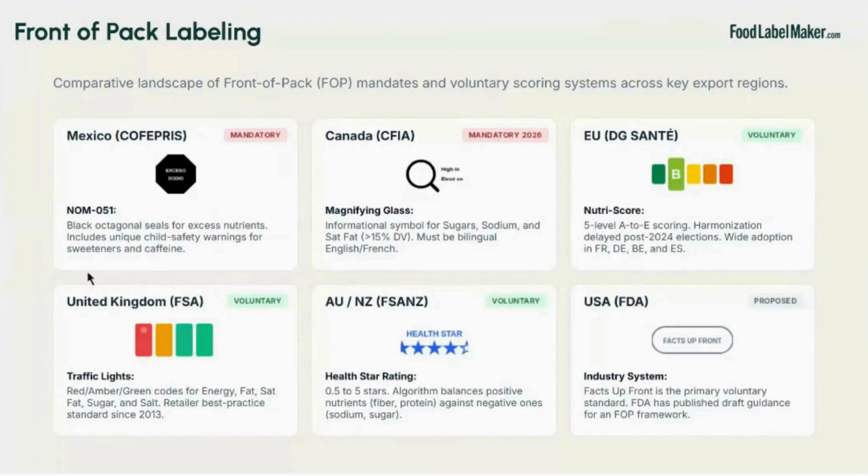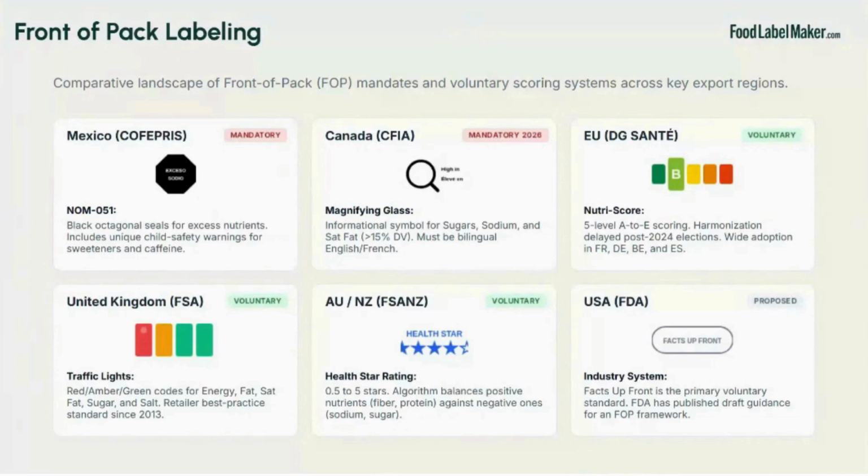So this is one example of how a seal would look like on the front of pack label. And by the way, Mexico also mandates separate icons if a product contains sweeteners or caffeine that are not recommended for children. And these are unique to Mexico and they are not seen in the other 5 markets as well.